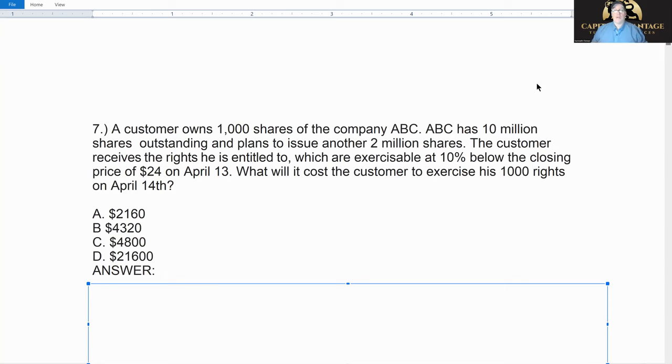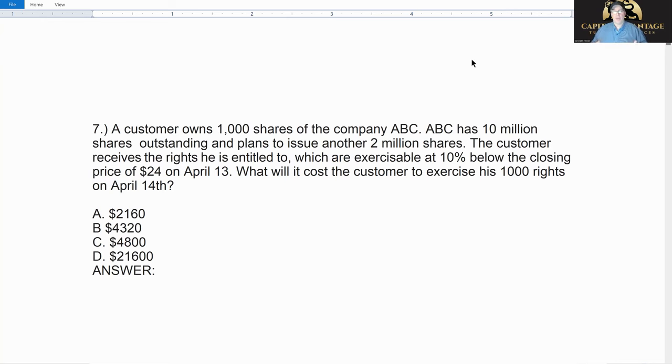Now, this one is trying to figure out how much you're actually going to pay to exercise your rights. So let's try to do this, okay? So first of all, let's read it up. Press pause. Okay, welcome back. A customer owns 1,000 shares of the company ABC. ABC has 10 million shares outstanding and plans to issue another 2 million shares. The customer received the rights he's entitled to, which are exercisable at 10% below the closing price of 24. What will be the cost to the customer?